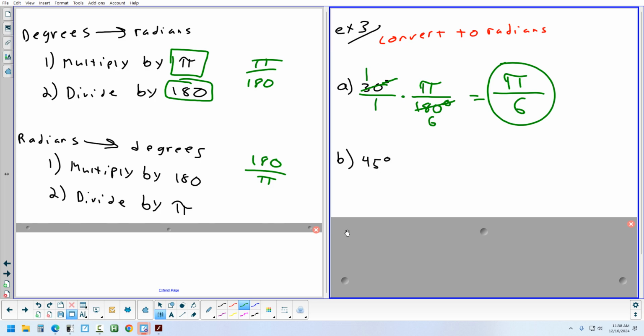Okay, converting 2π radians, and we want degrees to disappear. So where would degrees go? In the bottom. What number goes with degrees? 180. And that means what's in the top? And what number goes into both of those? 45. How many times does 45 go into 180? 4. And what are you left with? Pi over 4.